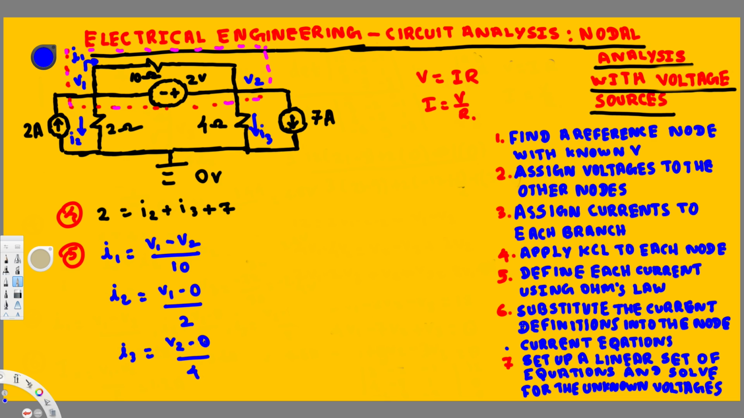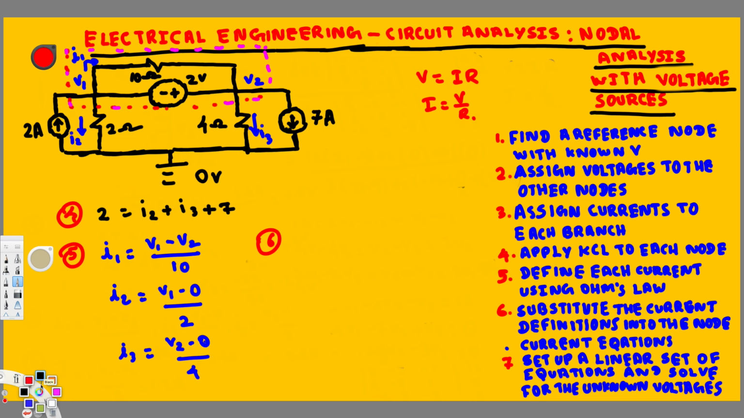Now let's follow the next step: substitute the current definitions into the node current equations. What that means is we have to substitute these voltages into the Kirchhoff current law equation. Instead of I2 and I3, we plug in these voltages. Now let's do that part.